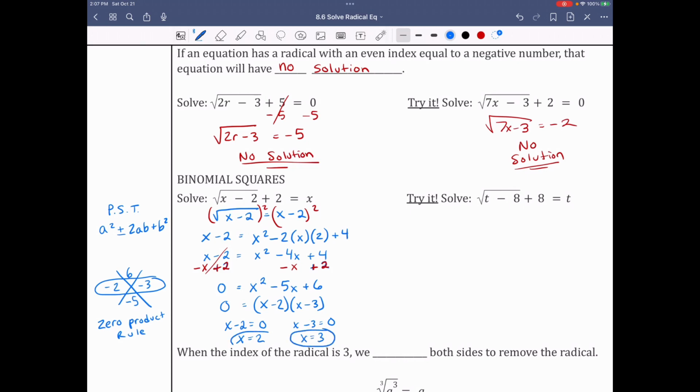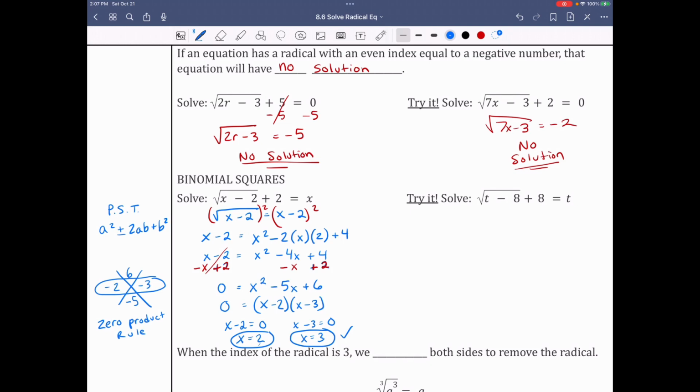And I just want to make sure that if I were to plug those into my radical, that I don't get a negative number, because I can't take the square root of a negative number. 2 minus 2 is 0, that's fine. Square root of 0 is 0. 3 minus 2 is 1, square root of 1 is 1. So both of these check as answers.